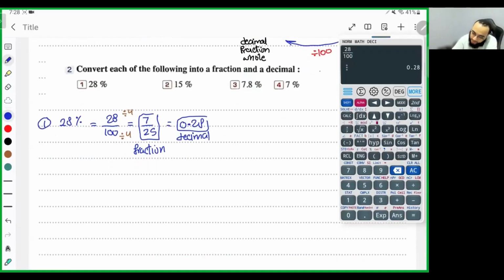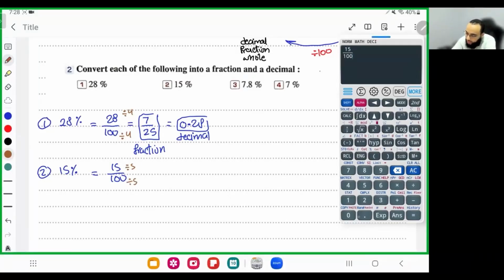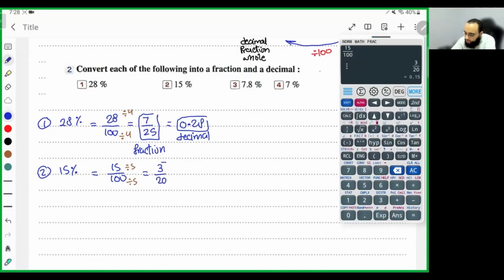Okay? Tell me the next. If we have 15%, it's what? It's over 100. It's 15 over 100. You can divide by 5 up and down, or you can do it with the calculator. It's 15 over 100. Press equal. It's going to be 3 over 20. This is the fraction in the simplest form. You divided by 5 up and down. 15 divided by 5 is 3. 100 divided by 5 is 20.